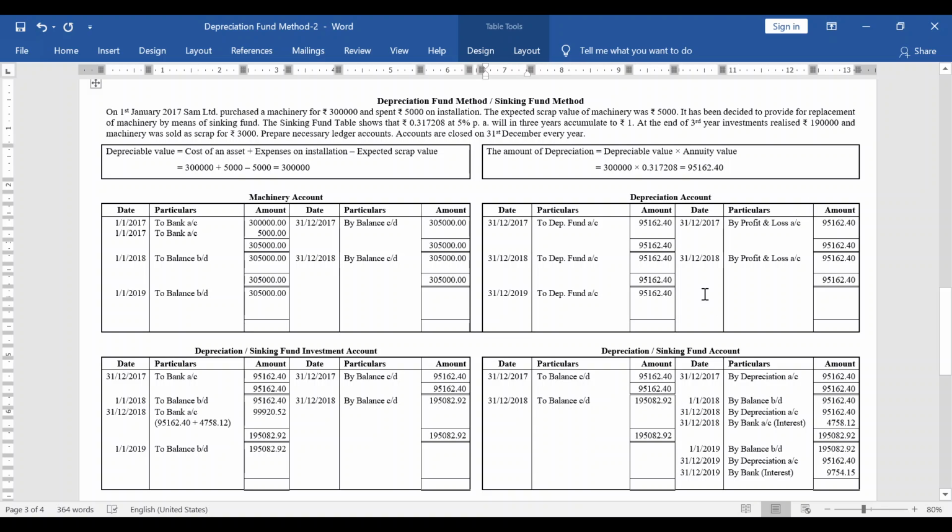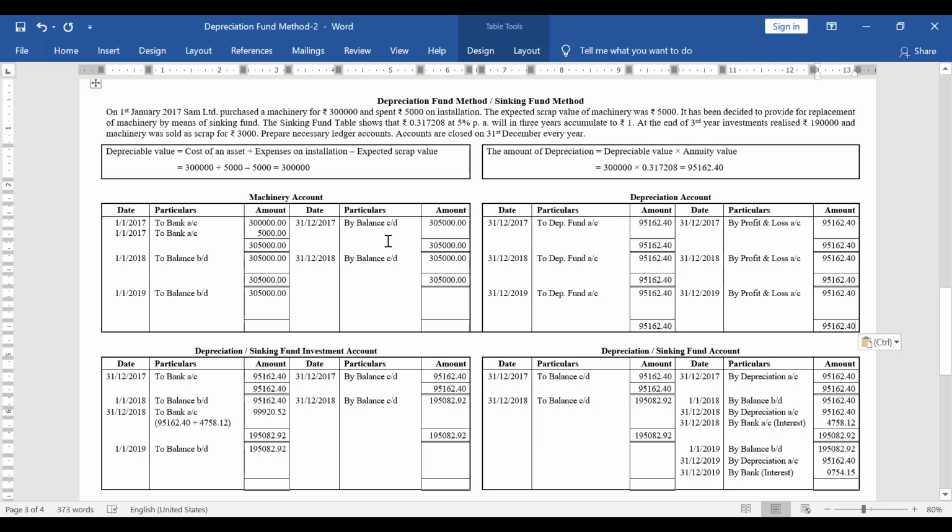The next entry is recorded on 31st of December 2019, that is to transfer depreciation to profit and loss account. Transfer depreciation to profit and loss account, and the amount is 95,162.40. Now with this, depreciation account is closed for the year ending 31st December 2019.